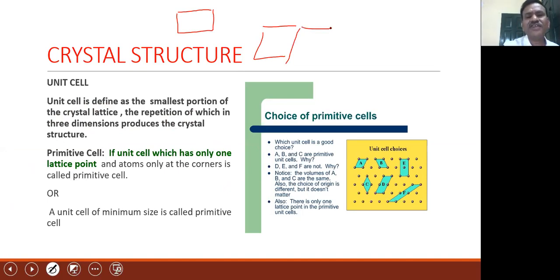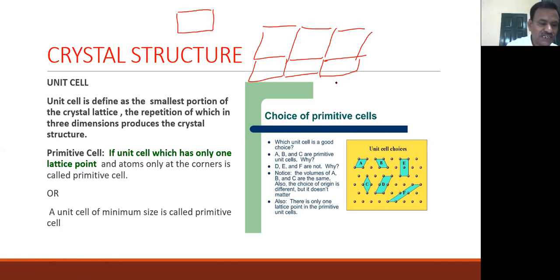Now I will place another unit cell. By repetition of all these, either on the right side or downside, you construct the entire crystal space, the crystal structure. I can construct it here. Okay. Next, what are the types of unit cell here?